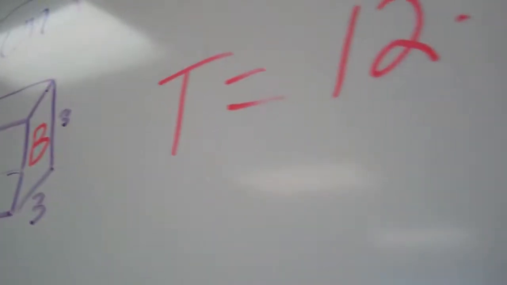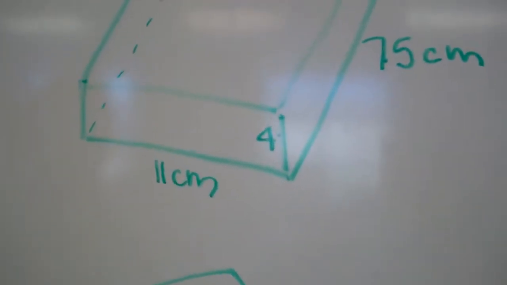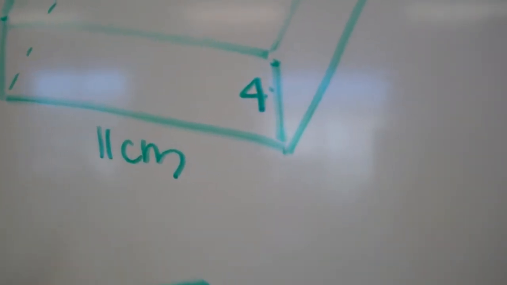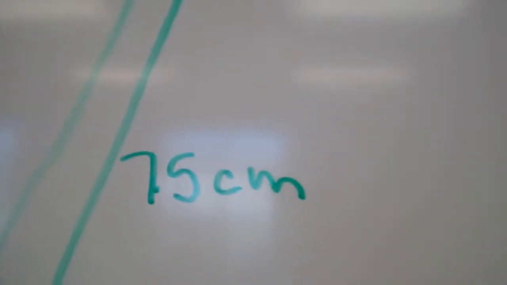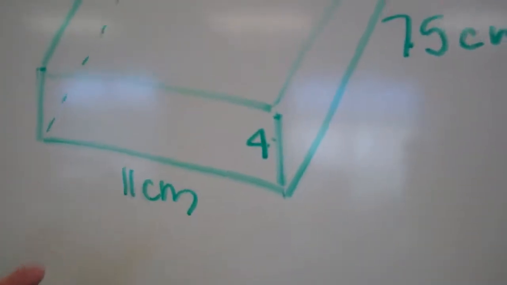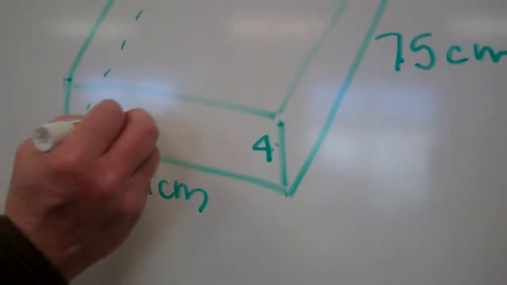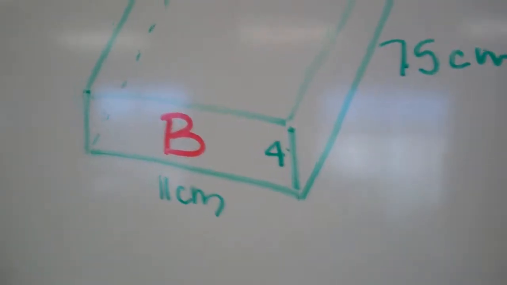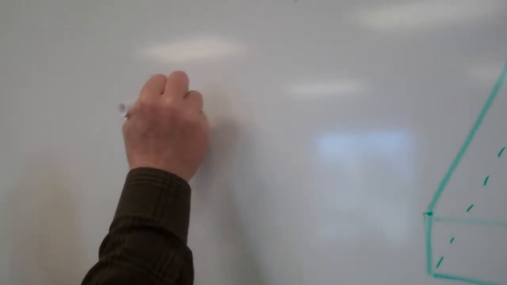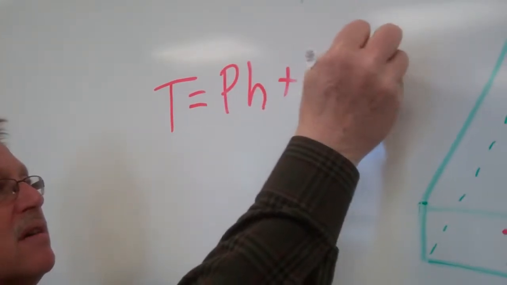Going now to 18. Where's that one? Oh yeah, 18. It's just another box. Good grief. All right, I'm going to do it real fast because it's just a box. I'm going to pick this 11 by 4 for my base this time. I get a pick. All I got to do is make sure the other end matches. If I make this my base, then my total area is going to equal perimeter times height plus 2 times the area of the base.